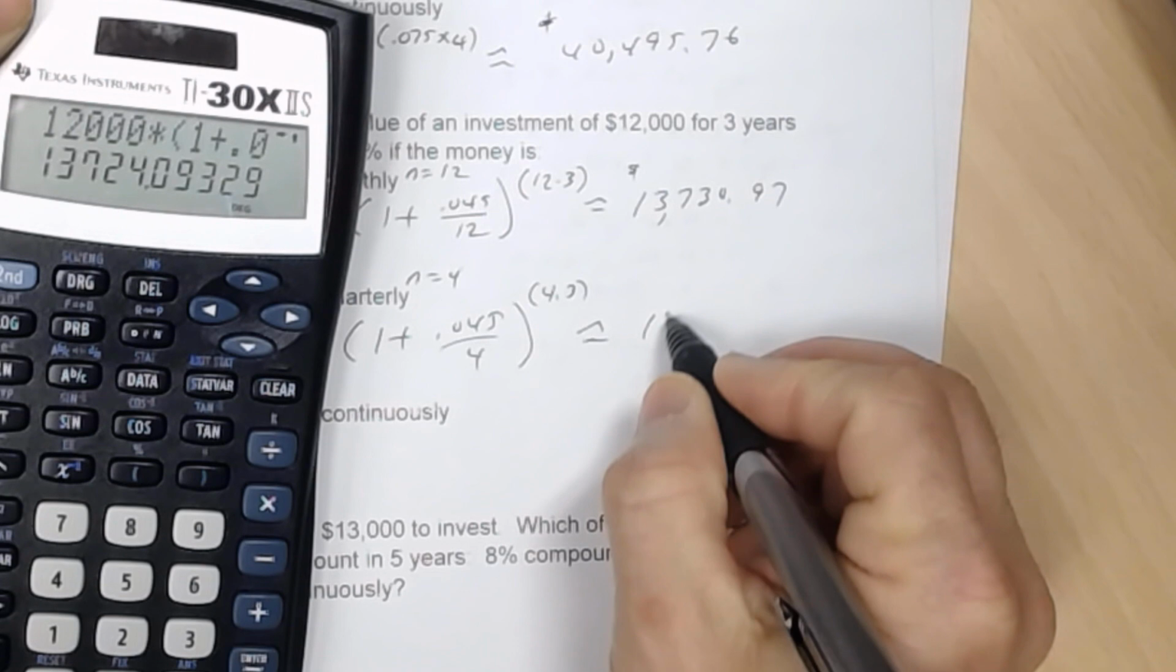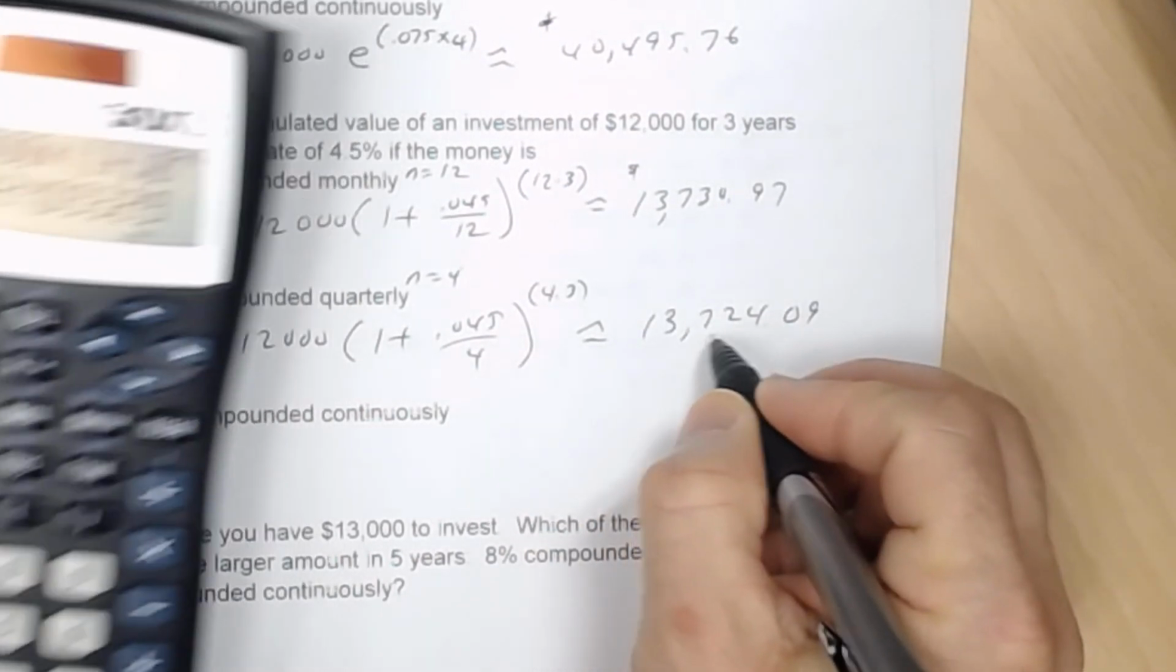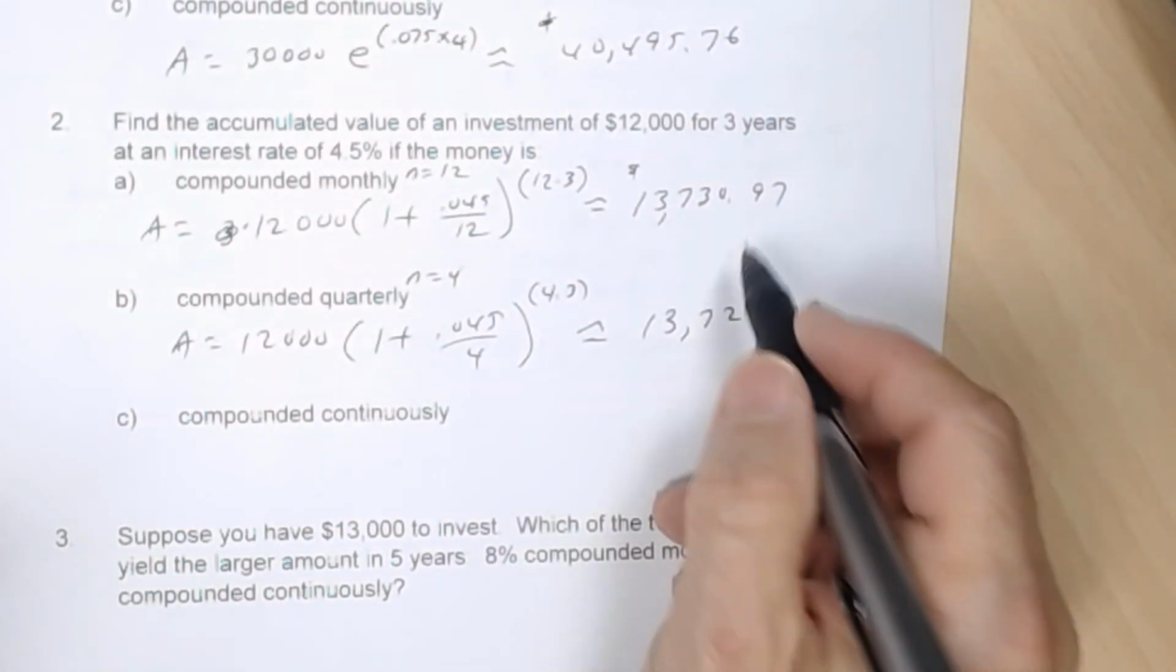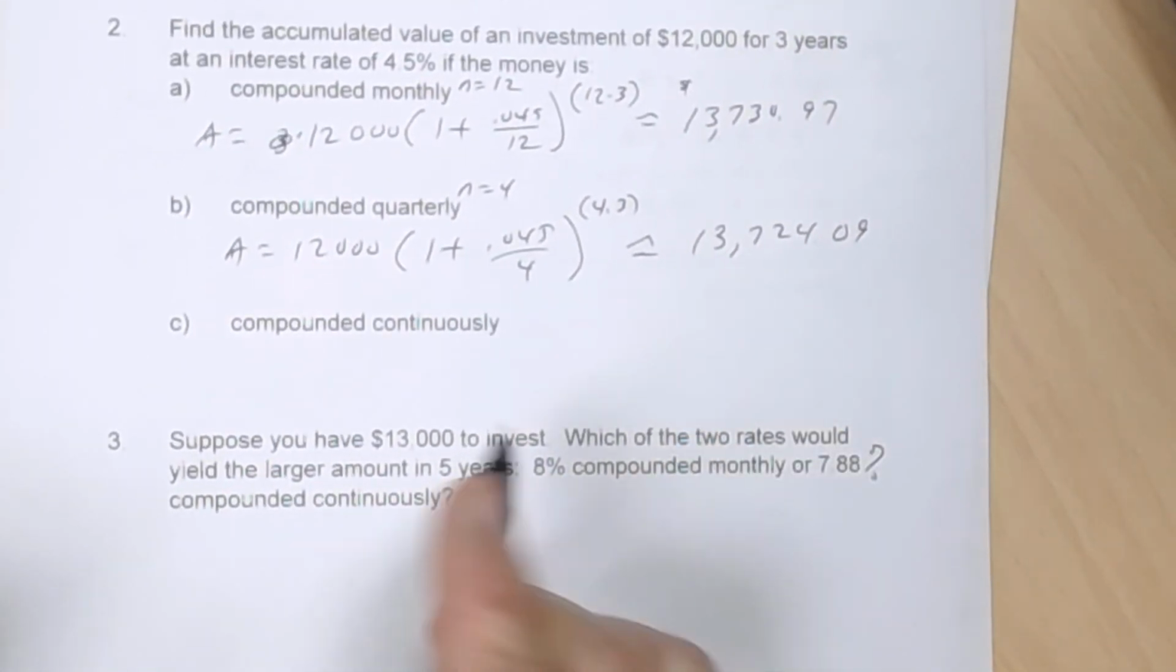And you get $13,724.09. So you see it's less. It's not less by much, but it's still less. Okay? All right, and then compounded continuously.